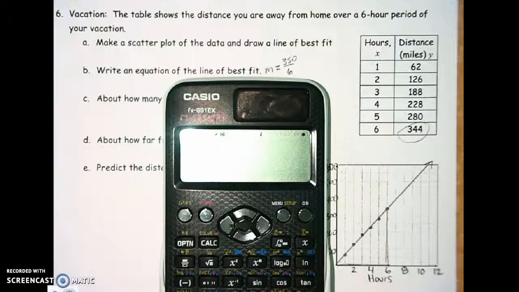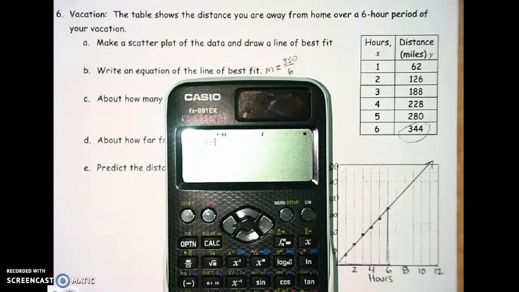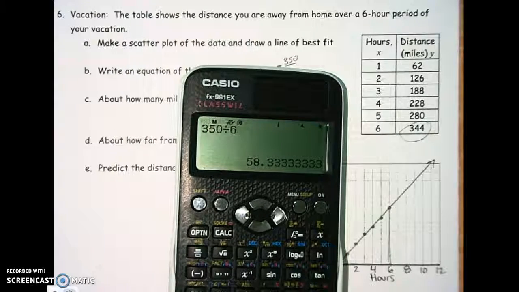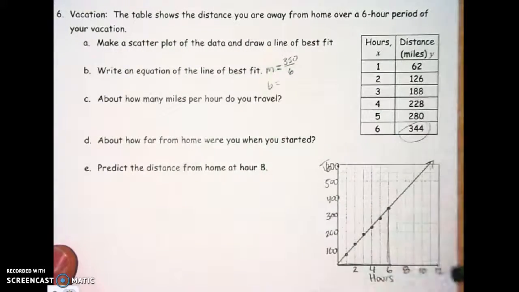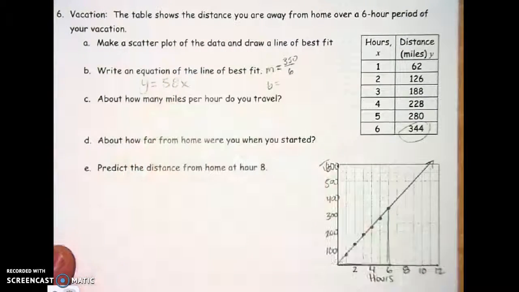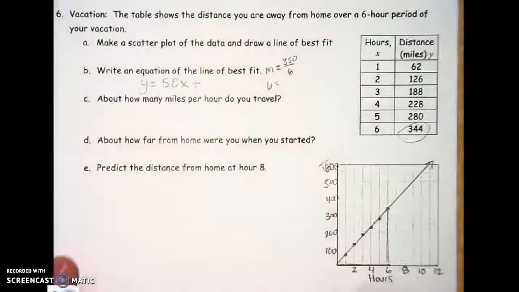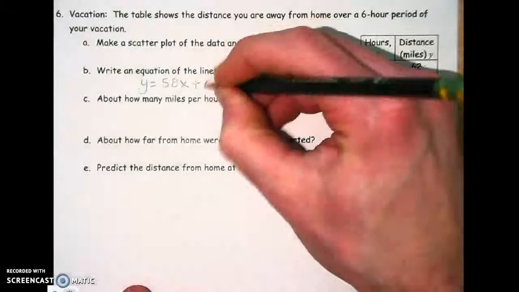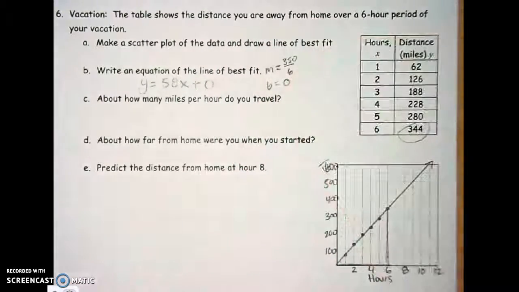So I'm going to do 350 divided by the 6 hours. I'm going to say it's about 58. So I'm going to say my slope is 58. So that'll be y equals 58x plus, this graph pretty much starts at 0. I can't really tell because it's such a big scale, but I'm thinking we started at home, and it makes sense that we would have. So I'm going to put plus 0 on the end. Those are my M and my B.